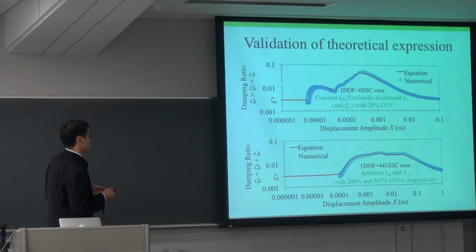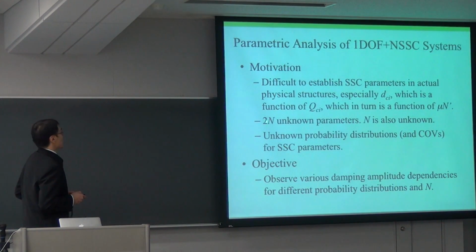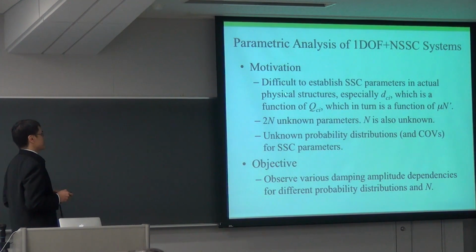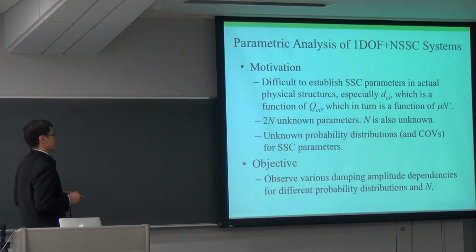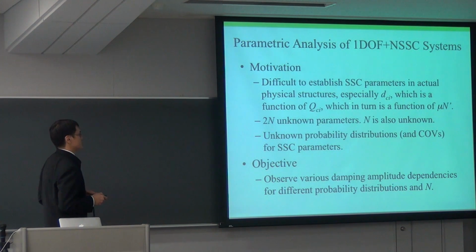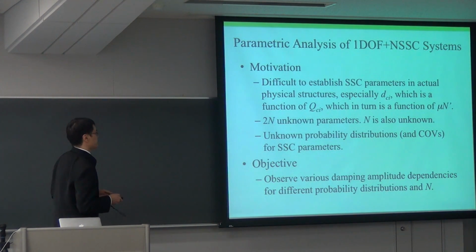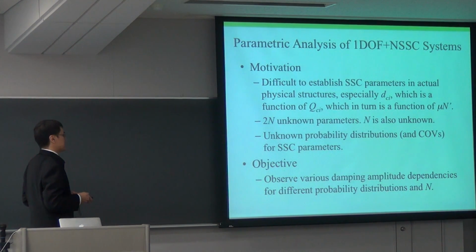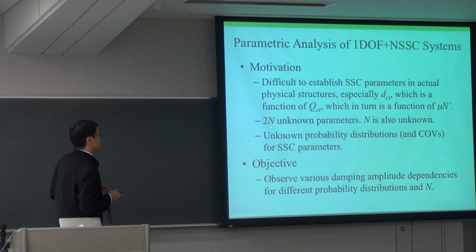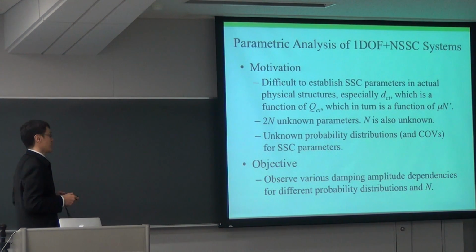Therefore validating our equation. So now, I did a parametric analysis, as I said, because it's difficult to establish the stick-slip parameters in actual structures, especially the trigger displacement, which is a function of friction forces, which is a function of coefficient of friction and normal force. Coefficient of friction is established already in literature, but normal force is difficult to measure at different parts of an actual building.